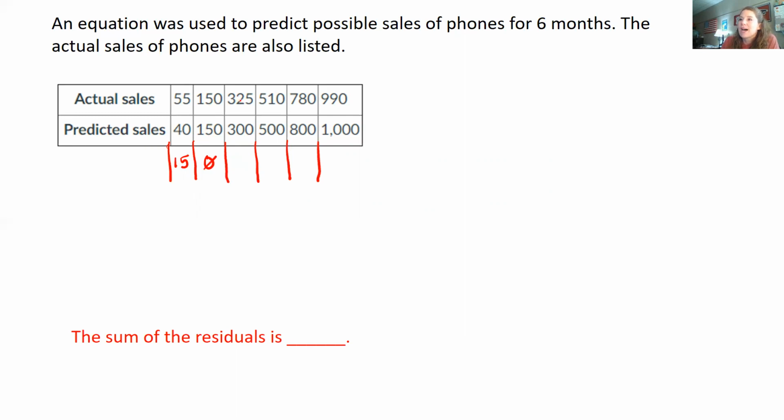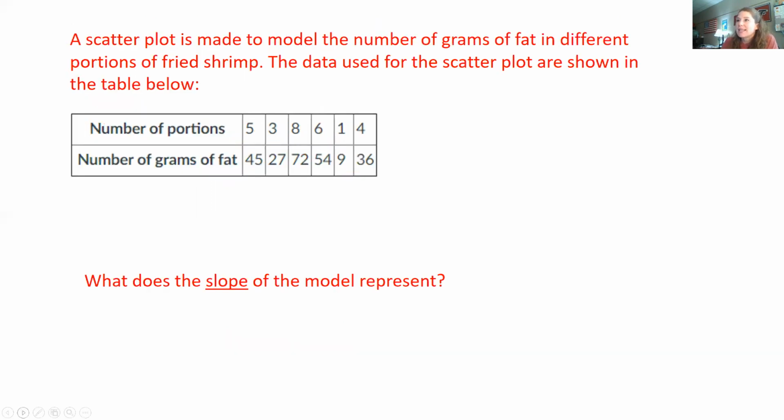Actual 325, predicted 300 for a difference of 25. Here we had a difference of 10. Here we had a difference of negative 20, and here we had a difference of negative 10. All right, so our 0 is gone. So now we're doing a sum of those residuals. So negative 10 and positive 10 cancel. So 25 plus 15 is 40, and the difference of 40 and negative 20 is positive 20. So that's how you do that. Oh, yeah, we got it right. Good.